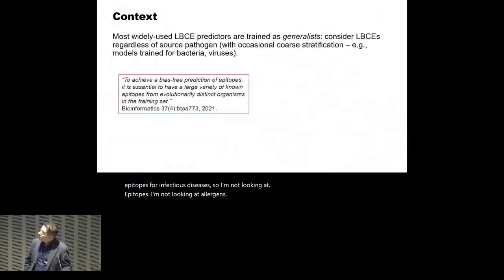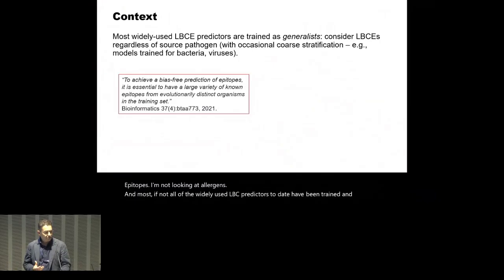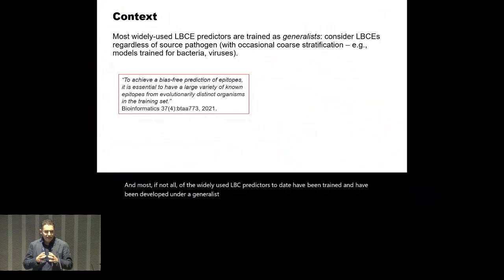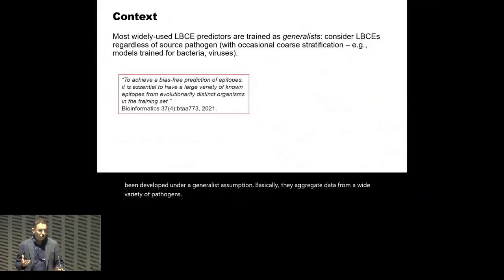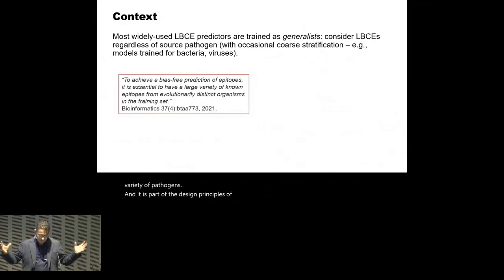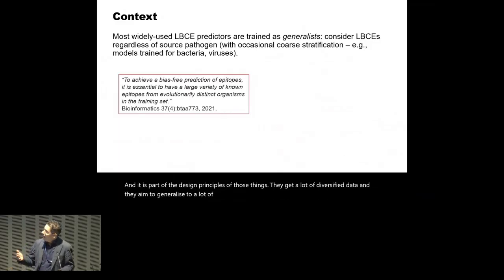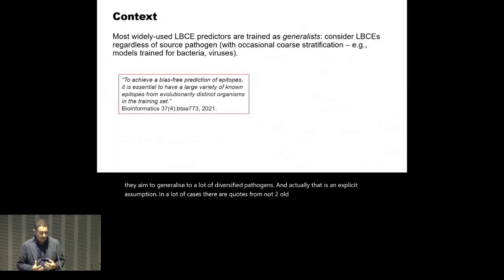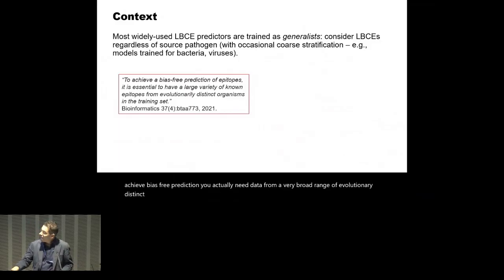And most, if not all, of the widely used LBCE predictors to date have been developed under a generalist assumption. Basically, they aggregate data from a wide variety of pathogens, and it is part of the design principles of those tools. They get a lot of diversified data, and they aim to generalize to a lot of diversified pathogens. And actually, that is an explicit assumption in a lot of cases. There are quotes from not too old papers mentioning that to achieve bias-free prediction, you actually need data from a very broad range of evolutionarily distinct pathogens. And I agree with that with an asterisk.